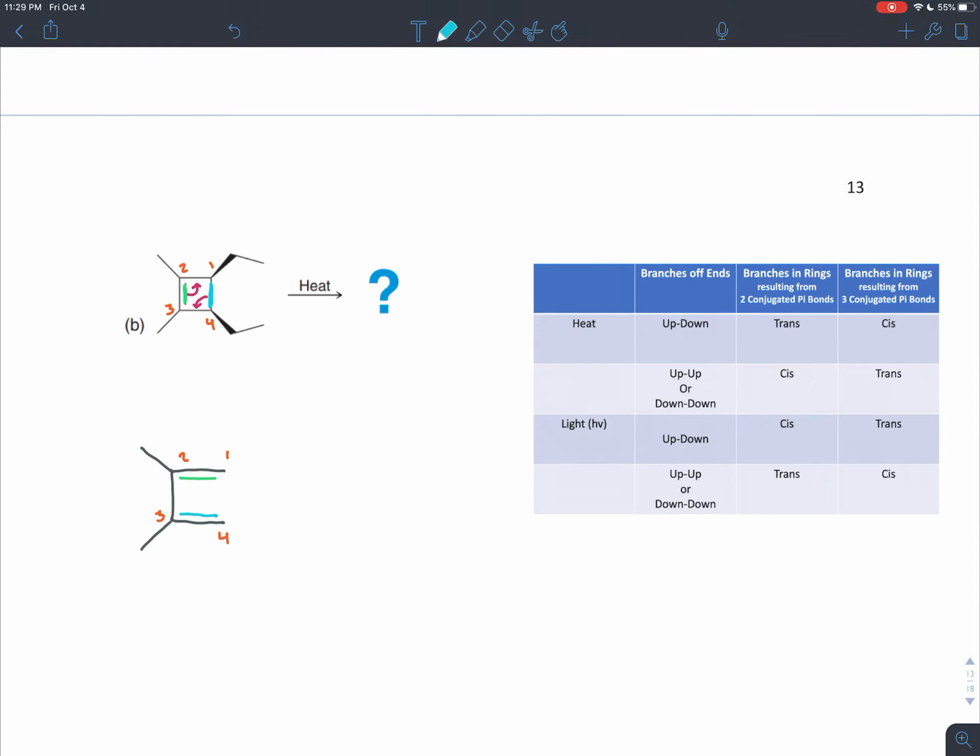So now we have this molecule, and we've undone the ring. We just have to think about these carbon branches coming off of carbon number 1 and carbon number 4. Should they both be going up? Should one be going up and one be going down?